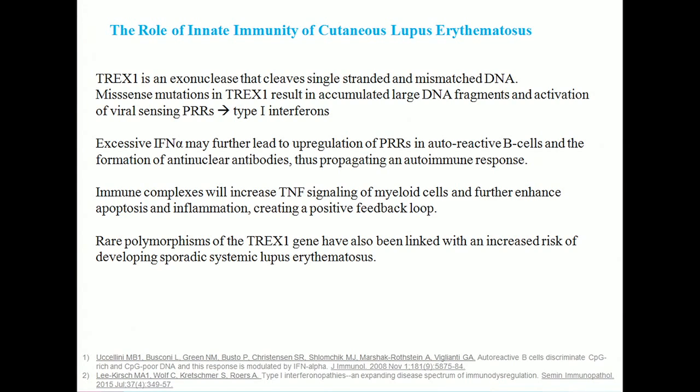Excessive IFN-alpha may further lead to upregulation of toll-like receptors in autoreactive B cells and the formation of anti-nuclear antibodies, thus propagating an autoimmune response. Immune complexes will then increase TNF-alpha signaling in myeloid cells, which will further enhance apoptosis and inflammation, bringing in more large-fragment DNA, thus creating a positive feedback loop. What's been shown is that there are rare polymorphisms in the TREX1 gene that have been linked with an increased risk of developing sporadic systemic lupus.